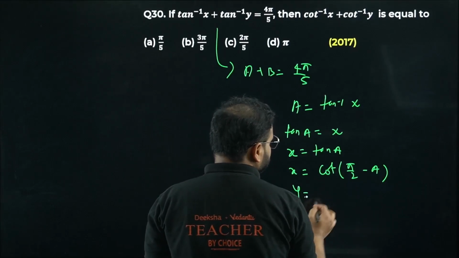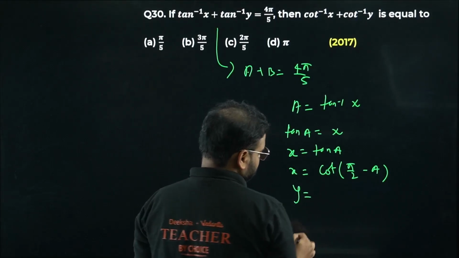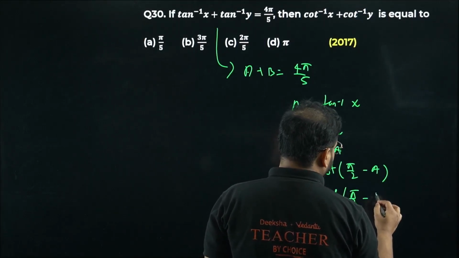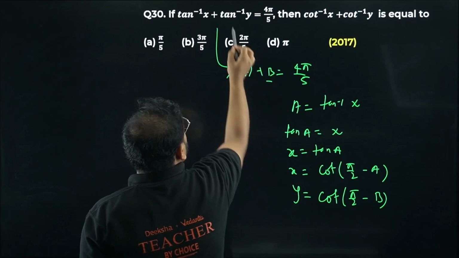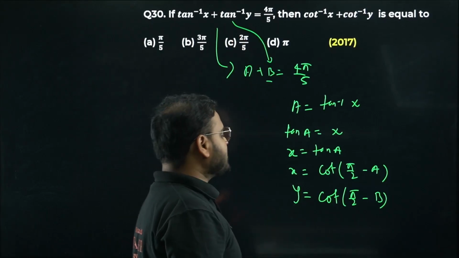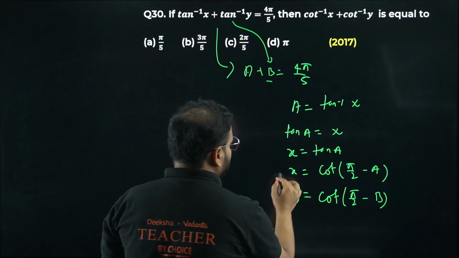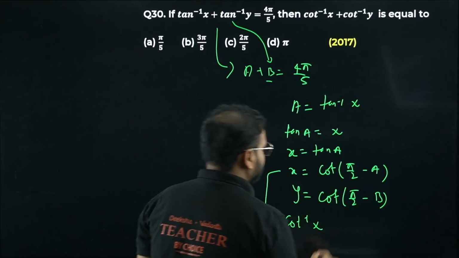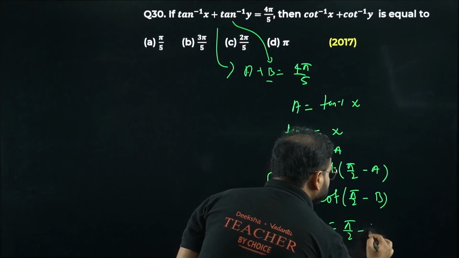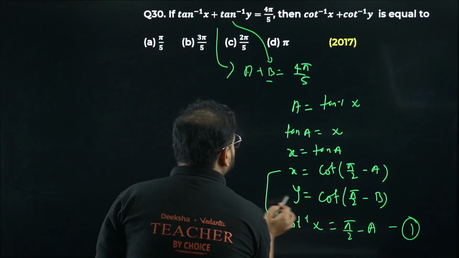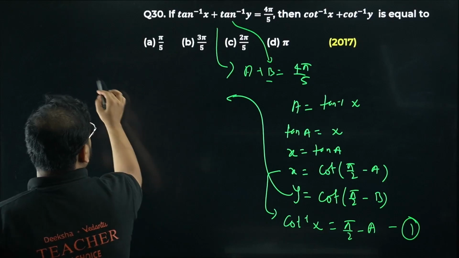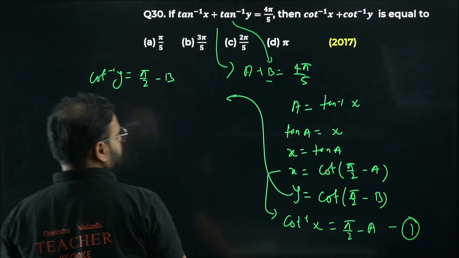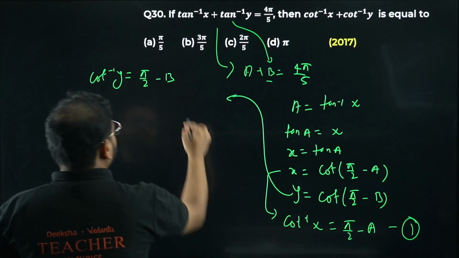Same way I can get y as cot of pi by 2 minus B from the second angle, B. So if I take inverse on both sides, from this you get cot inverse of x equals pi by 2 minus A. This is my equation number 1. And from this part we'll have cot inverse of y equals pi by 2 minus B. This is my equation number 2.